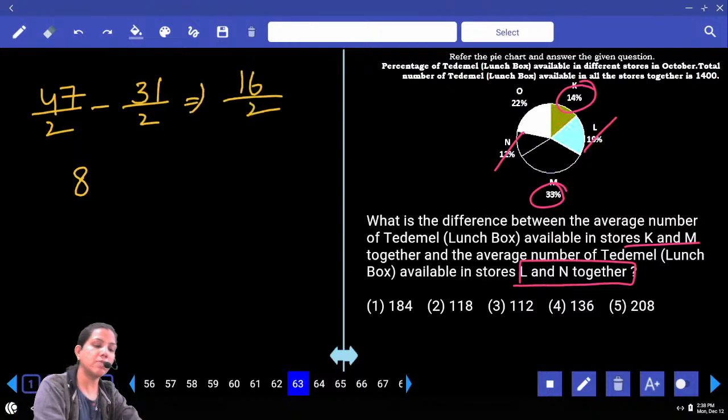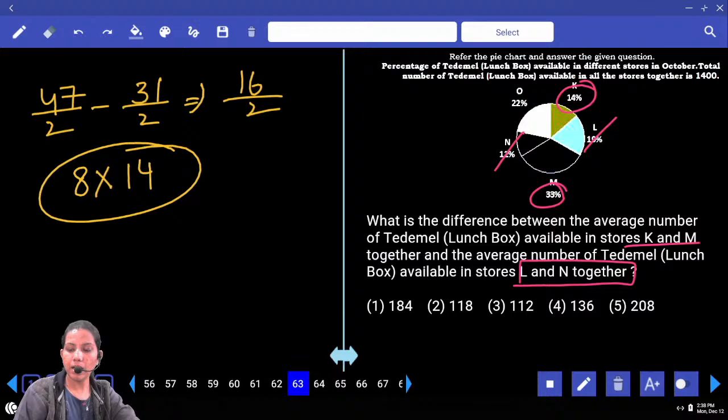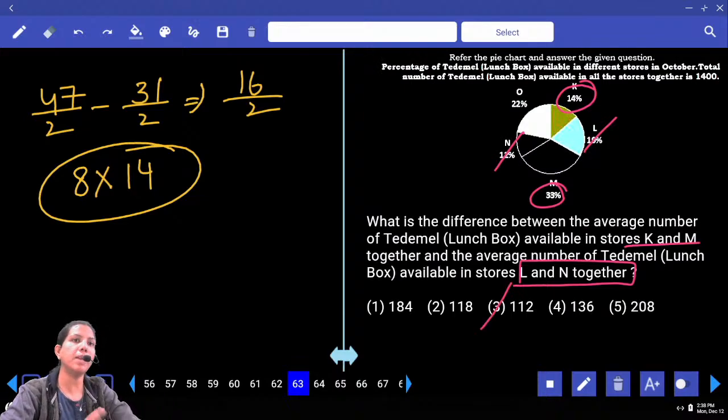ఓకే, వాట్ ఈస్ 1% వాల్యూ? ఇప్పుడే కదా చెప్పాం 14. వాట్ ఈస్ 14 into 8? 112. థర్డ్ ఆప్షన్. 1 or 2 కూడా ఉంటే మీరు కన్ఫ్యూజన్ ఉంటుంది, అంతే కదా. 112 అంటే పెద్ద ప్రాబ్లం లేదు, ఎండ్ విత్ 2 ఒకటే ఉంది కాబట్టి.